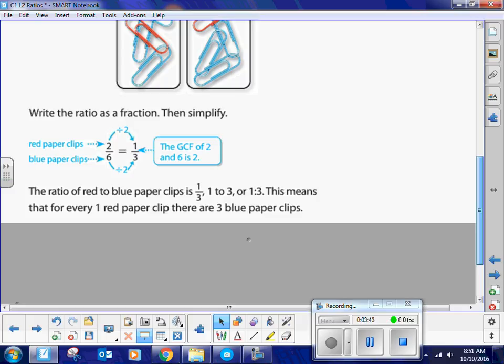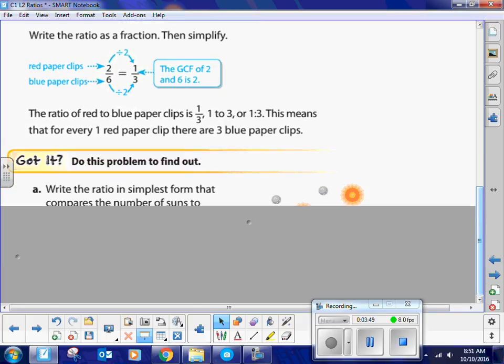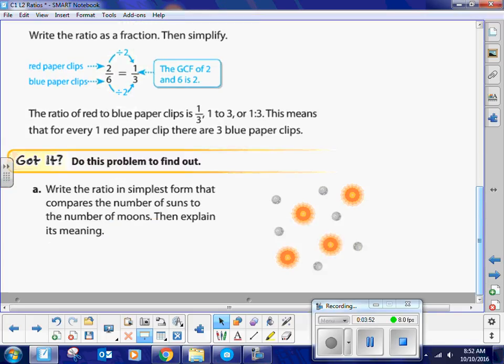Okay? 4, you factor, that's 2 times 2. 6, you factor, and that's 2 times 3. Okay? Circle everything that they have in common. Just look at one of them. All right? And whatever number they have circled is the number we want to divide out, and that's the 2 here. So we divide both of them by 2. And we got 2/3, okay?